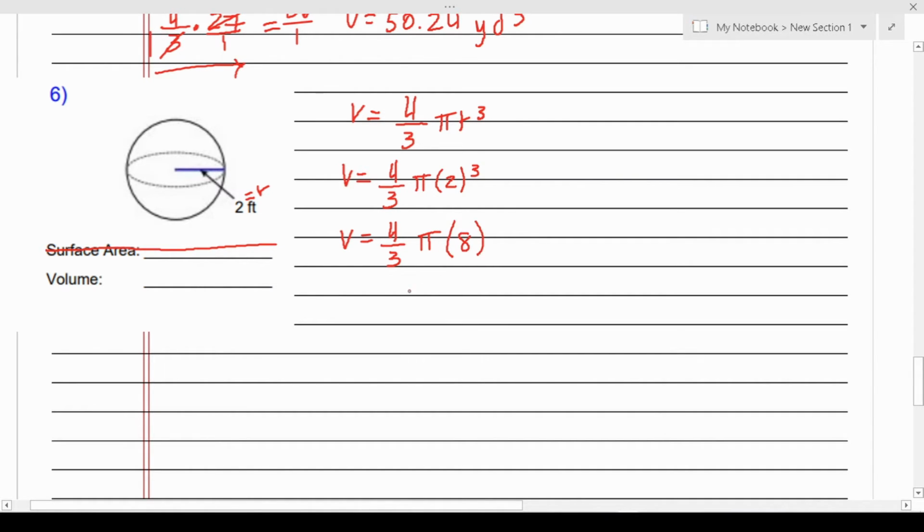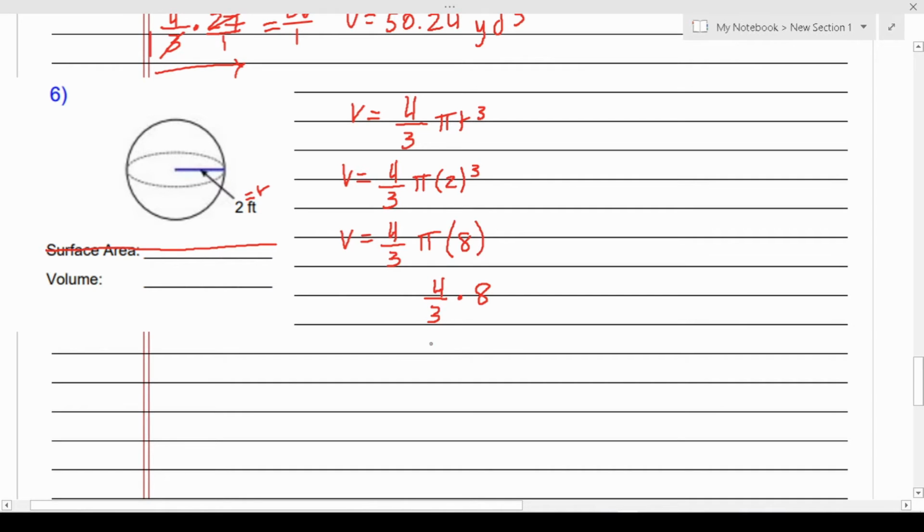So as you can see here, we have 4/3 times pi times 8. If we disregard this pi for a moment, we can see that we have 4/3 times 8. That is, we have a fraction multiplied by a whole number. Let's reduce this before we continue to make the math a little bit easier.